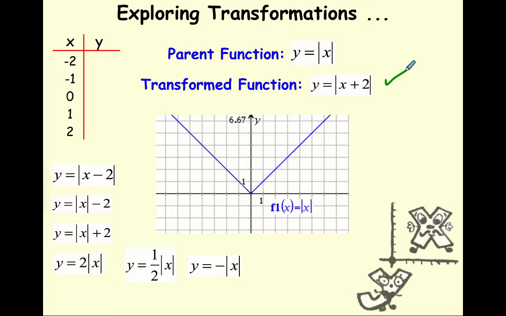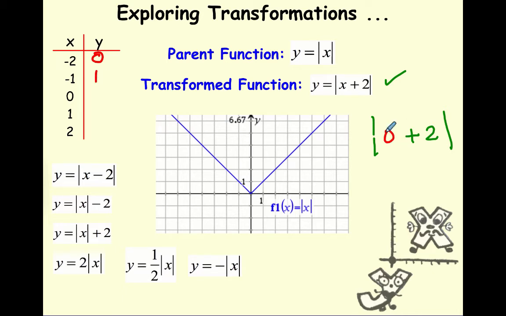I'm going to make a table of values for this one on the left, and we're going to look at what happened. So for this one, I'm going to do the absolute value of whatever I'm saying my x is, and then add 2 to it and take the absolute value. So if I put in a -2, -2 plus 2 is 0, and the absolute value is 0. If I change that to the next number on my list, -1, I get +1, and the absolute value of +1 is 1.